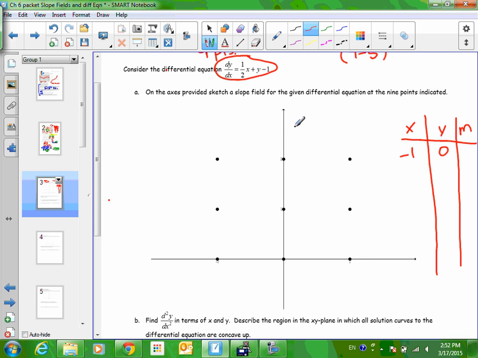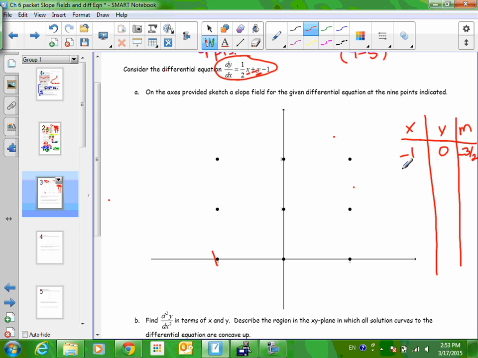Okay, so -1, 0. I'm just going to start with that one. Now, I'm going to go through this part really fast because class is a little short today, and I want to make sure that I have time to explain the other stuff. All I'm doing is plugging in the x value for x, plugging in the y value for y, and crunching the numbers. So 1/2 times -1 plus 0 minus 1 is -3/2. I've done this problem several times by now, already today, so I have a lot of this memorized.